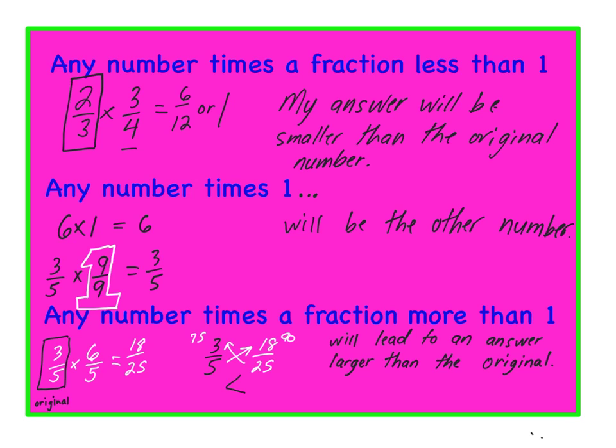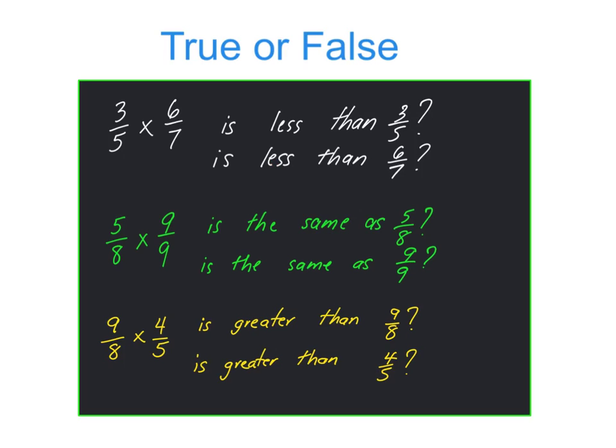So the quickest way to paraphrase these rules would be, if we start at the top again, any number times a fraction less than 1 will make the fraction smaller. Any number times 1 will be the same. And any number times a fraction more than 1 will give me a larger number. Let's do a few practice problems of these before we call it quits.